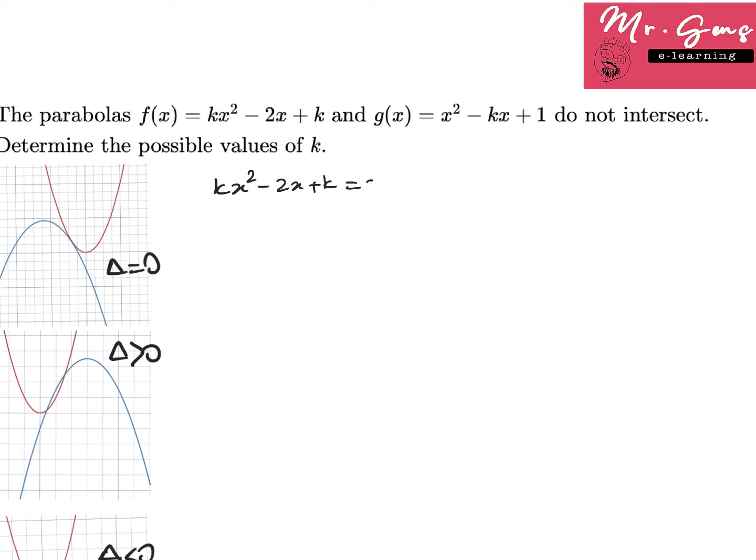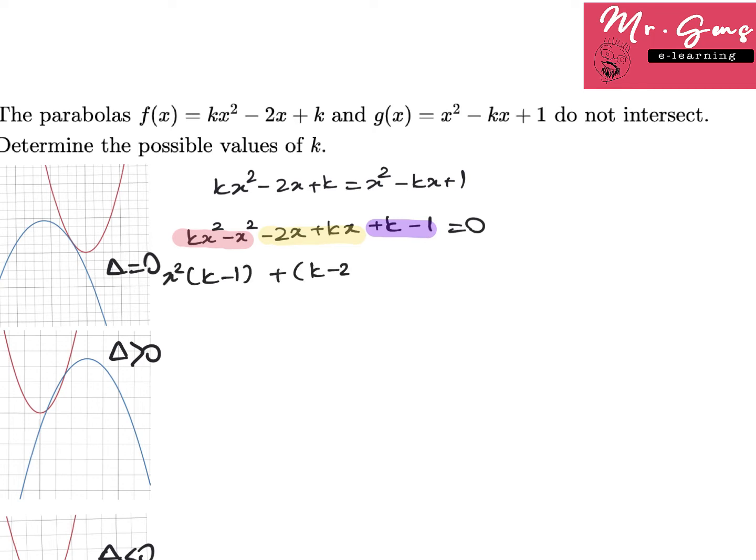So let's start with f of x equals g of x. Then accumulate all the terms on the left hand side. I'm highlighting quadratic terms, linear terms, and constant terms. Then let's factorize x squared. Let's factorize x and keep the constant term. As you see, now we have a quadratic equation where the a, b, c terms are written in terms of k.